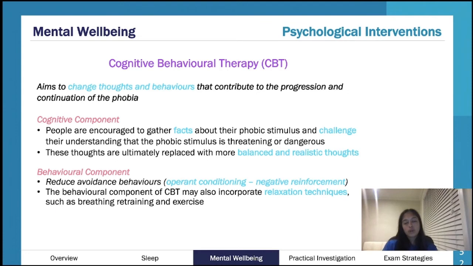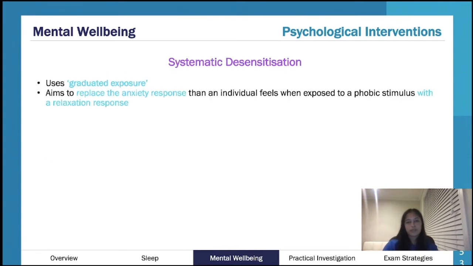Your behavioral component is your operant conditioning and that sort of stuff. So you're reducing your avoidance behaviors. You might be implementing those relaxation techniques, exercise, that sort of thing. The breathing retraining that we just talked about, that's going on to your behavior. So you can see how that works with your operant conditioning contributing factor, limiting those avoidance behaviors.